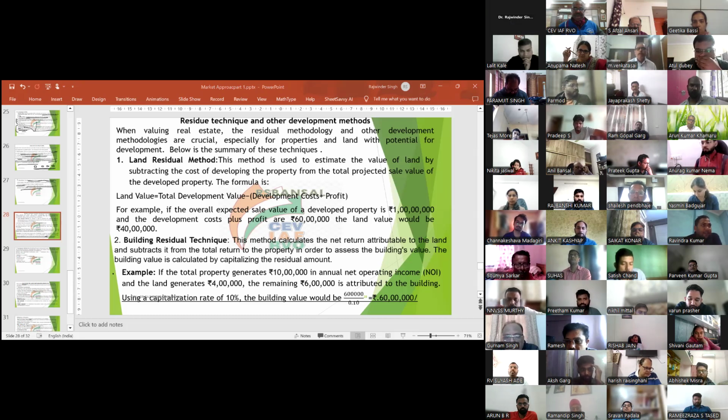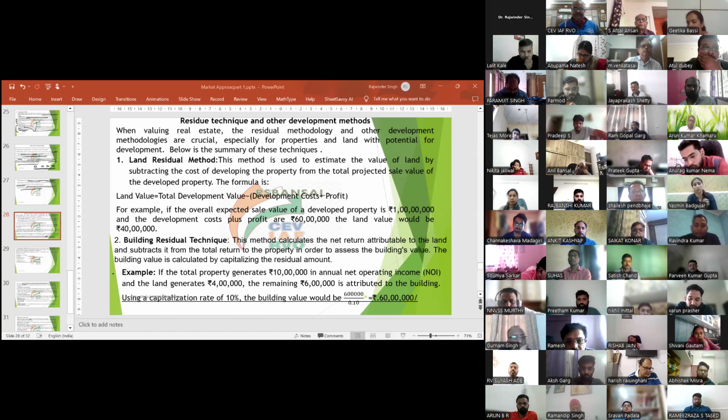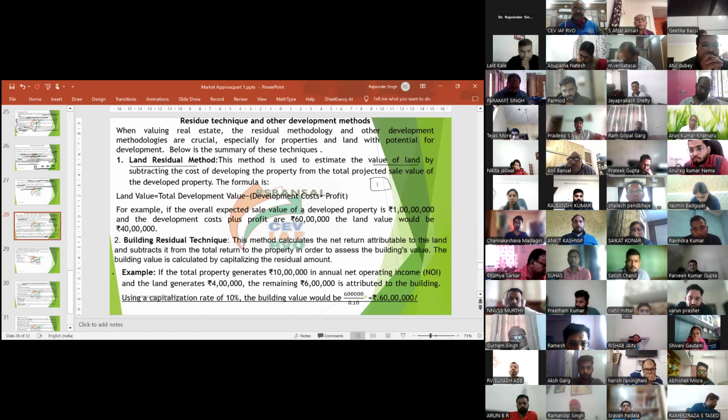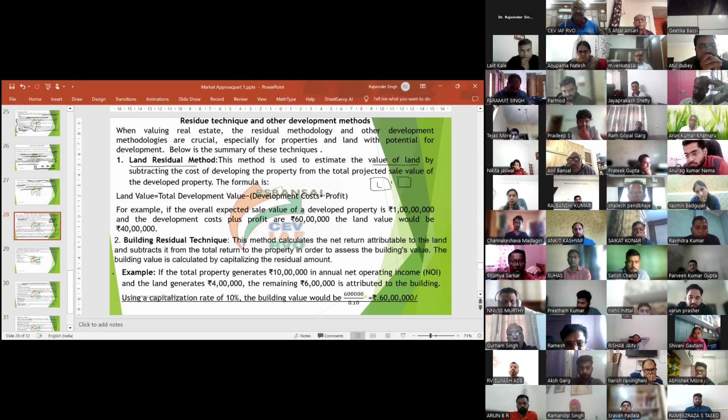So next technique is residual technique and other development methods in your syllabus. In land, while valuing real estate, residual methodology and other development methodologies are crucial. So first is the land residual method. This method is used to estimate the value of land. Basically, a property is land plus building. Total value of a building is cost of land plus cost of building. This is total value.